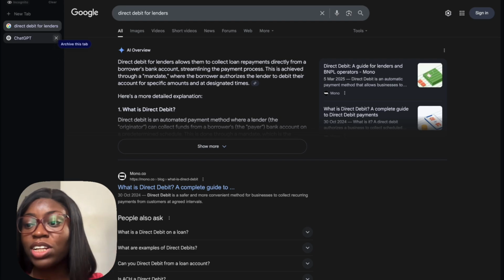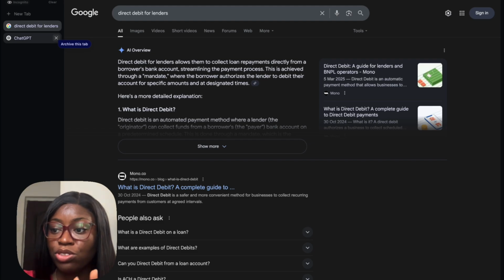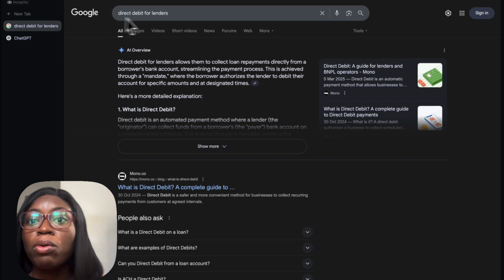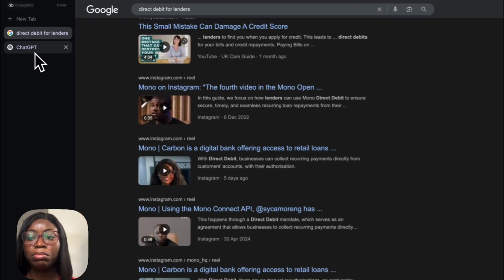Google search, it's also doing very well based on LLM search, which means that say someone is using ChatGPT or maybe Claude AI and asks it, who are the direct debit providers in Nigeria, Mono would come up because we now have content online for this generative AI to pull from. And it now recognizes us as a provider in Nigeria. So we'll try that in a bit. But before, let's try that on ChatGPT.